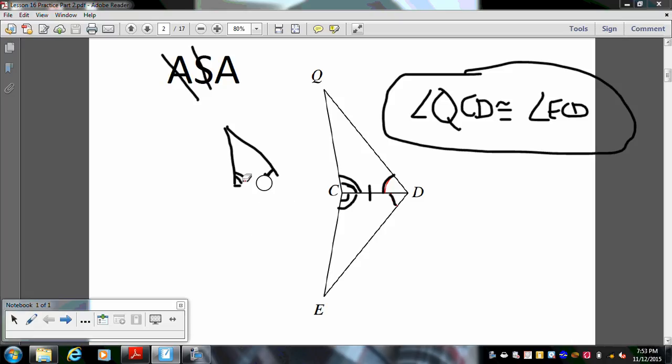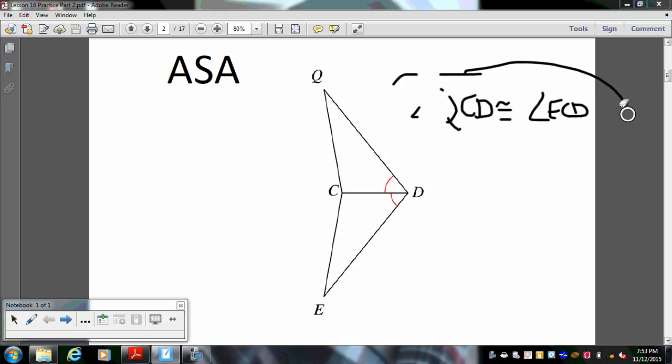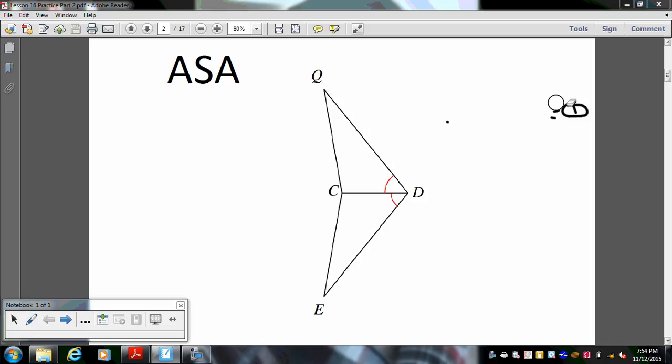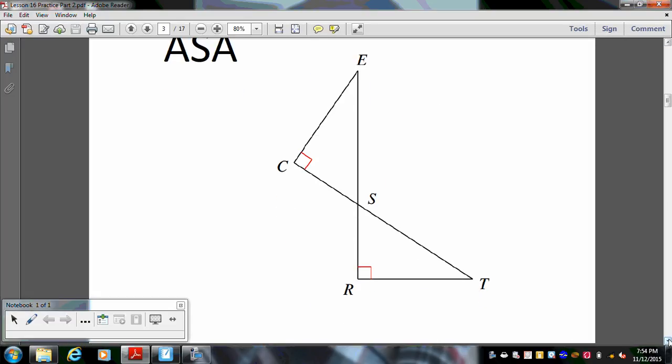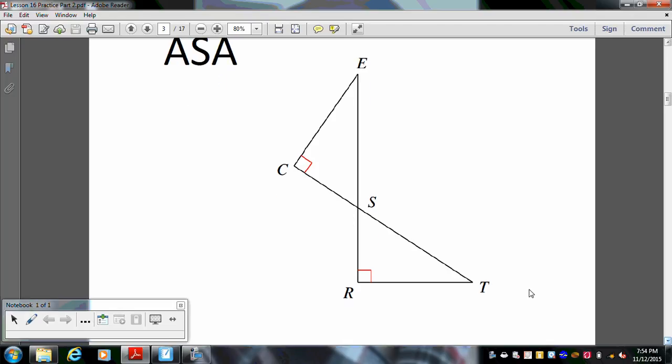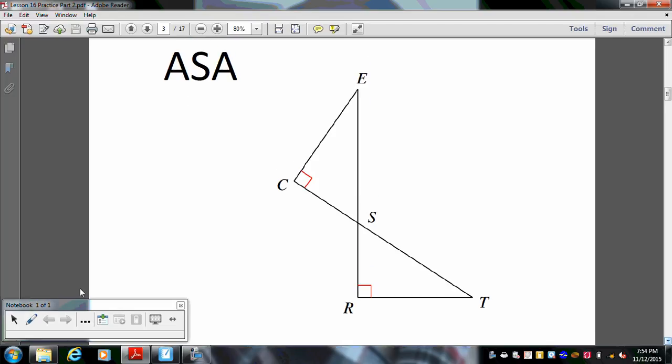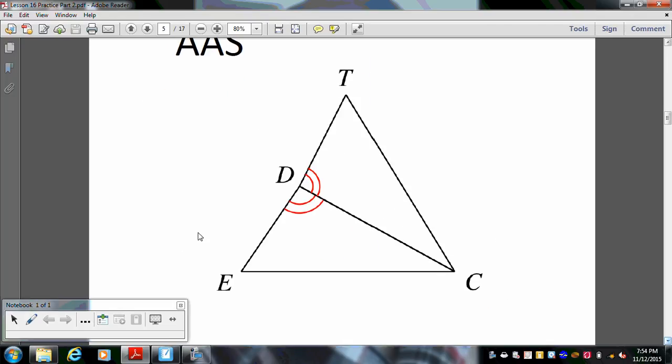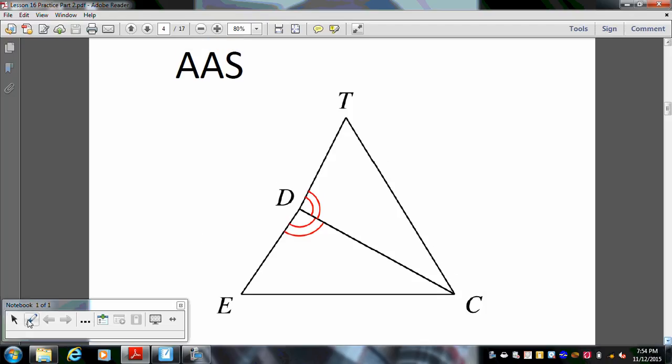So let me just erase some of this here, and I'll do one more example for you, and then I'll let you practice on your own. Let's try this one. I want to try a different one. So let's do an angle side one.